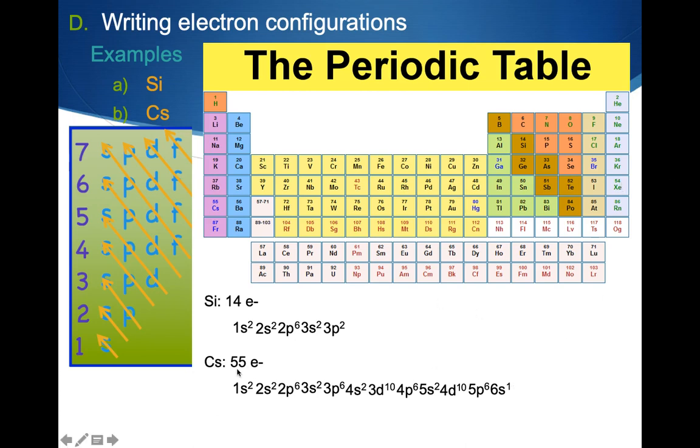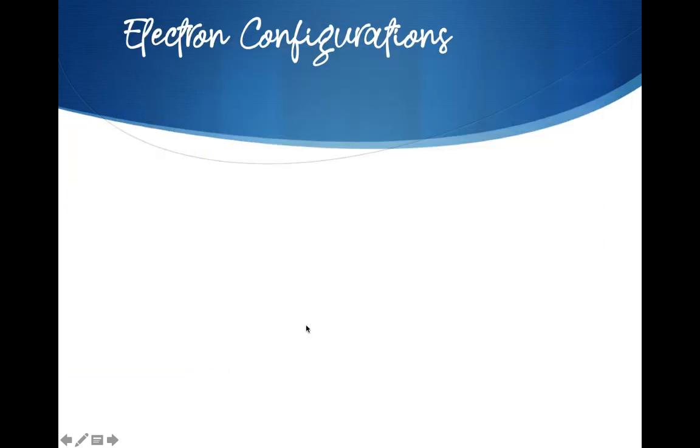So let's just double check our math. 55 electrons is what we should be showing. 2 and 2 is 4, plus 6 is 10, plus 2 is 12, 18, 19, 20, 36, 37, 38, 48, 54, 55, okay? That is how you write electron configurations for any element on the periodic table. You start with 1s2 and you go all the way up to however many electrons there are, okay?